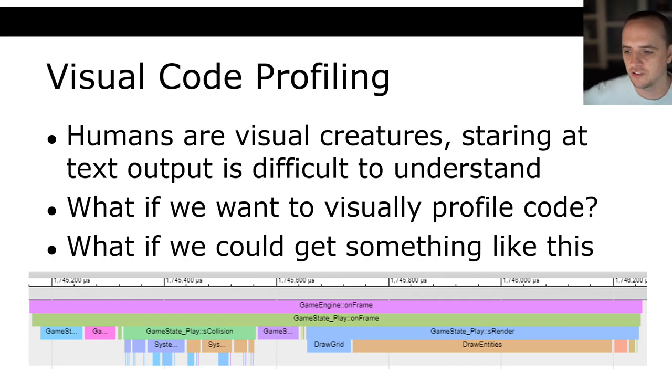What if we could get something like this? Rather than just looking at this hierarchy call tree in text, what if we could say, here's my onframe function, and inside the onframe function, look, I'm doing user input and collisions, and then the render function, and the render function is broken down into these functions, and you can see at a glance and zoom in and zoom out, and it's amazing. So let's make that now in this class.